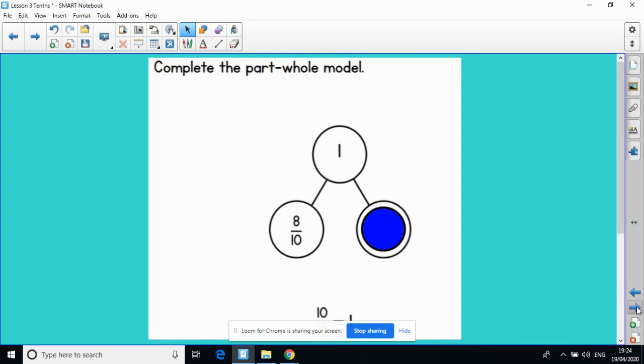Can you complete this part-whole model? Here we have a whole one. A whole one is made up of 10 out of 10. If we already have 8 out of 10, we must have 2/10 left. 8/10 and 2/10 make a whole one.